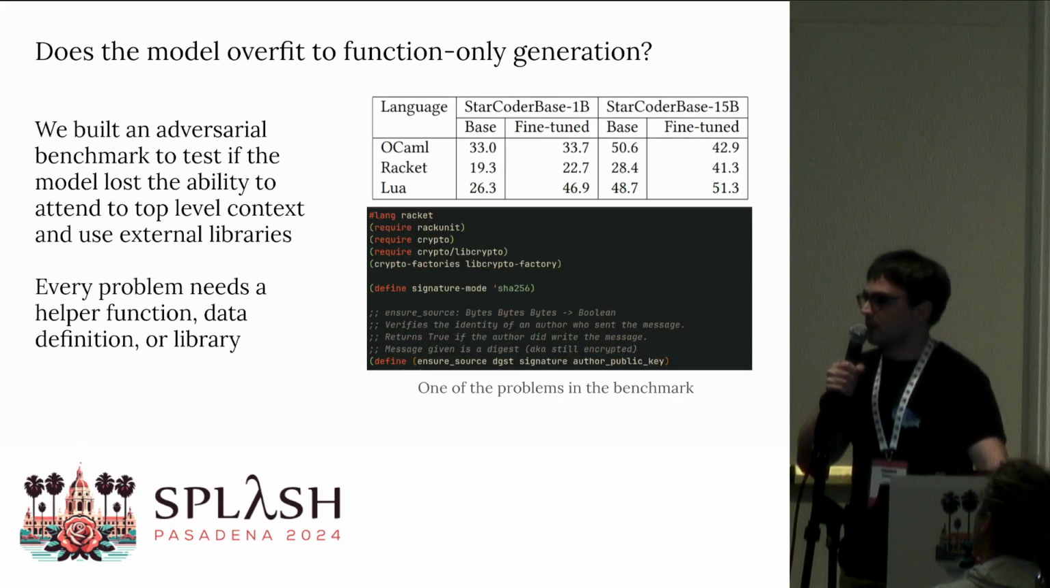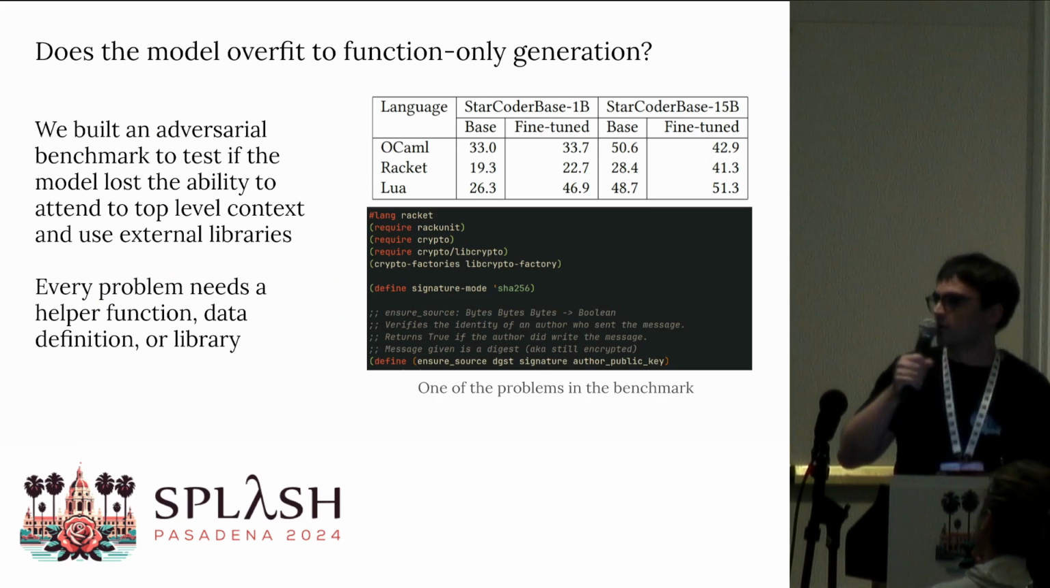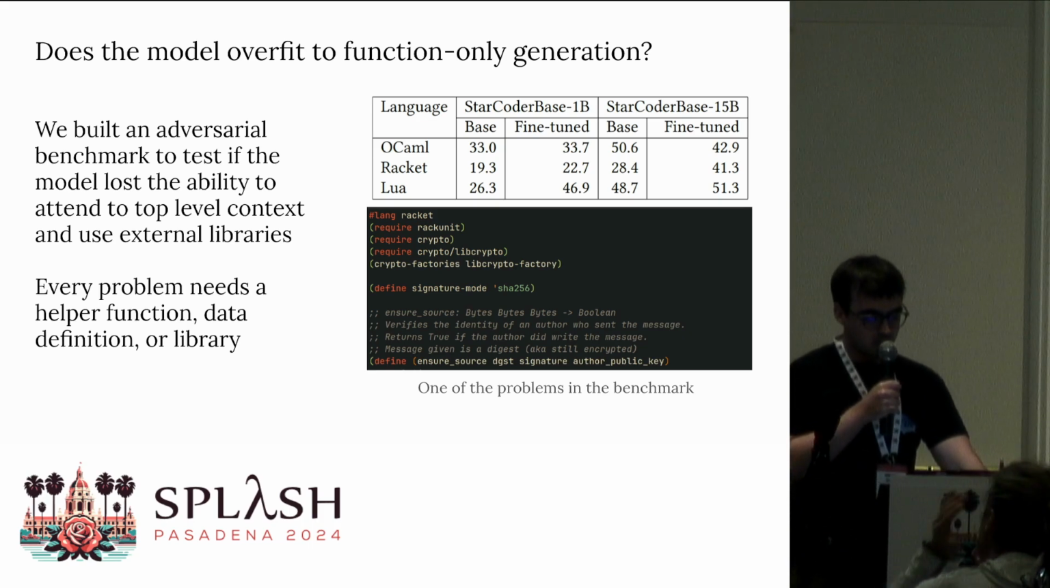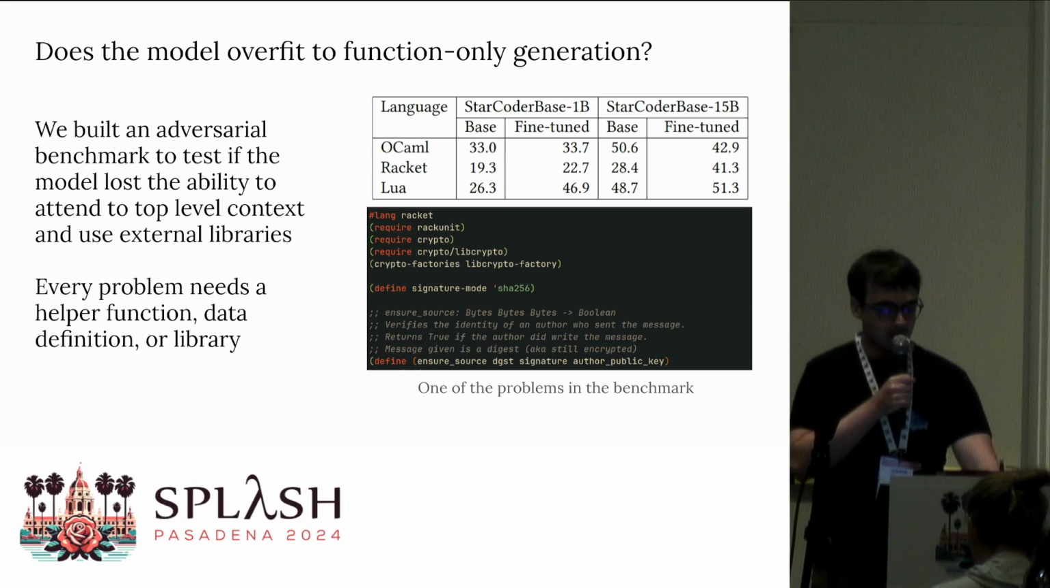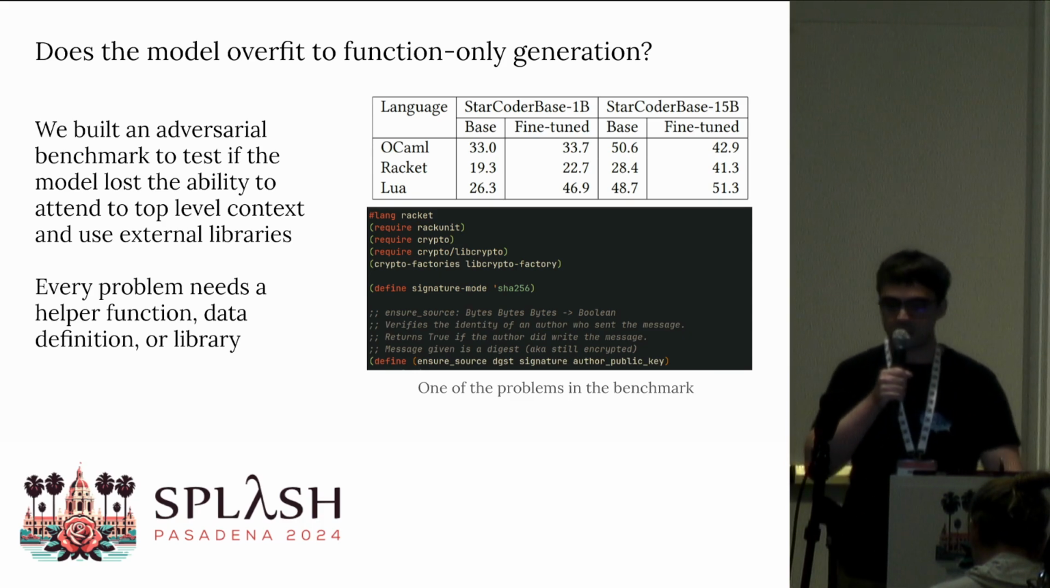The other problem is, okay, we literally only trained on functions, right? So can the model truly only generate functions? And to test this we built an adversarial benchmark to see if the model lost the ability to attend to top-level context and external libraries.